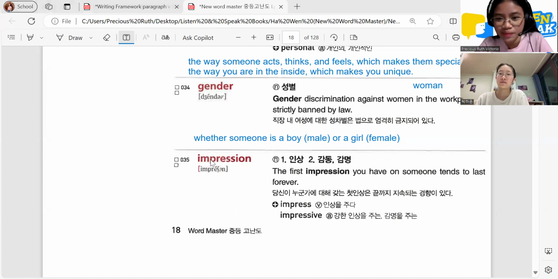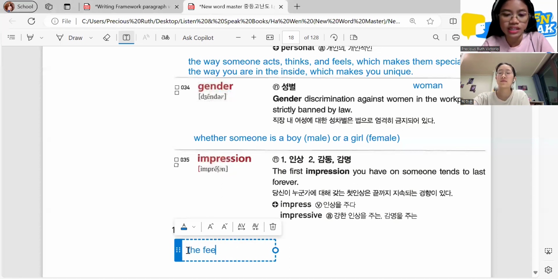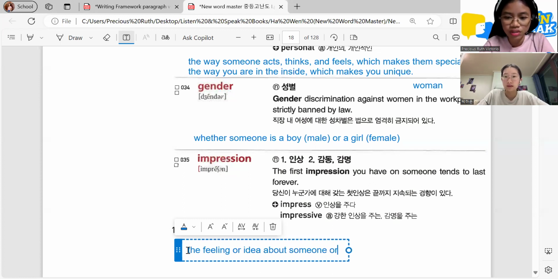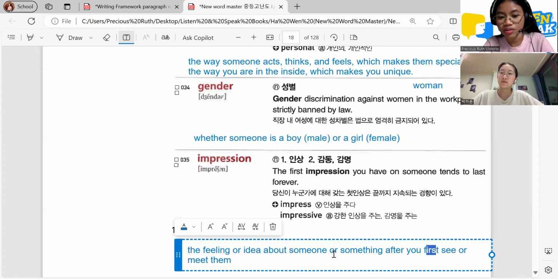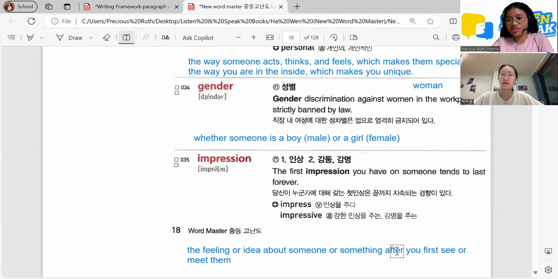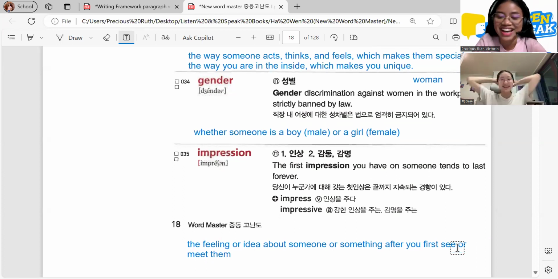Okay, so impression means the feeling or idea about someone or something after you first see or meet them. It's like that. Okay, do you know what first impressions are now, or what impression is? Do you get it? Yes. Yeah, okay, that's good.